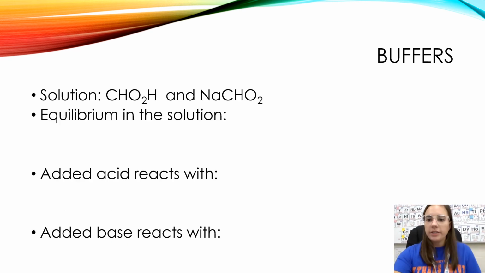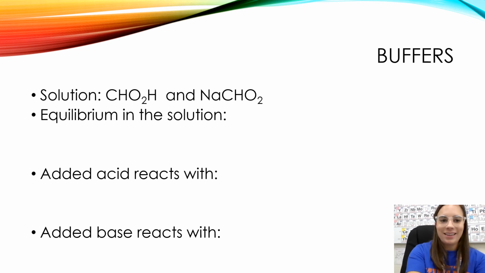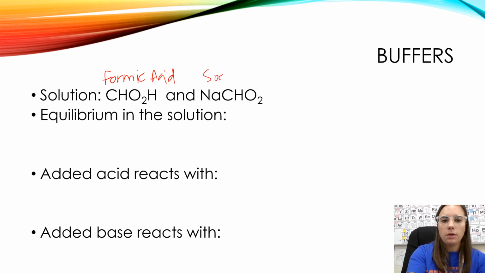Okay, so let's look at a couple examples of buffers. So in this first one, I'm telling you that we have a solution of formic acid and sodium formate.